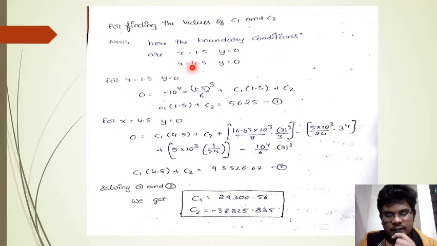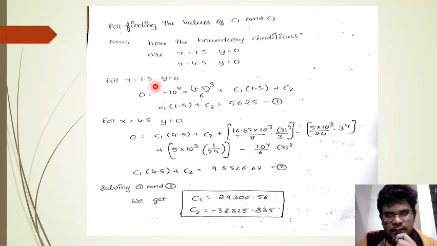As we integrated the bending moment equation, we will get two constants, C1 and C2. For finding the values of C1 and C2, we are going to apply the boundary conditions, which are at x is equals to 1.5 and x is equals to 4.5, that is at B and at D. This is because at these points the deflection will be 0.